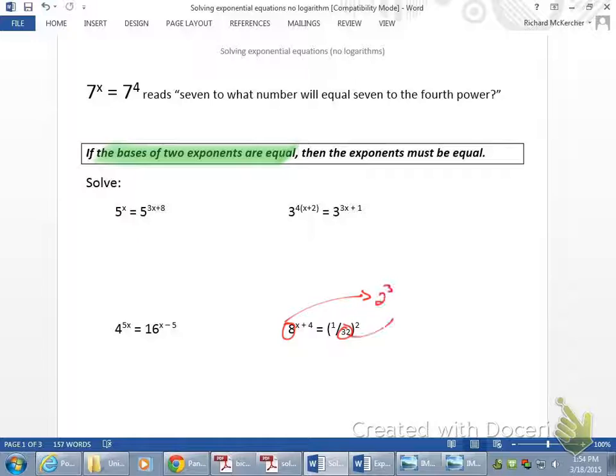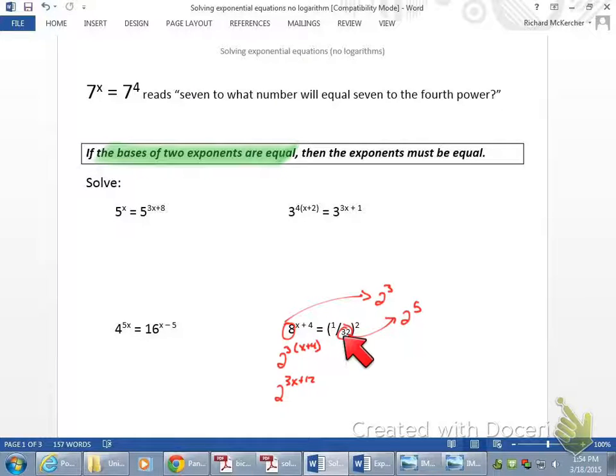Next problem. Again, my bases are no longer the same here, but I've got enough number sense to realize that 2 to the 3rd power will give me an 8, and 2 to the 5th power will give me a 32. So I recognize I could rewrite these as bases of 2. So on the left, I rewrite it as 2 to the 3rd power, and then I have my x plus 4. Of course, that's power to power, so I multiply.